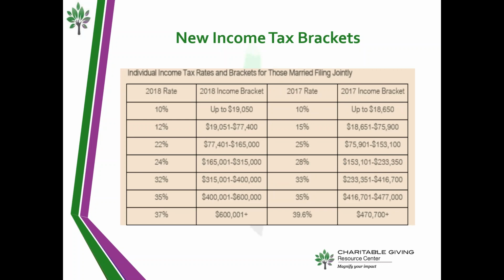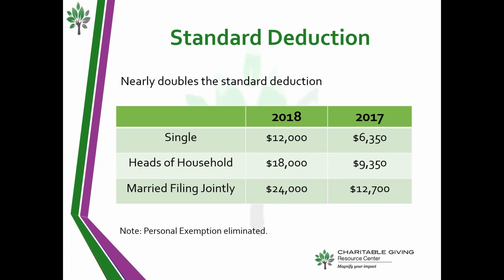Same thing for married filing jointly. We got a similar rate structure there. So rates are down, brackets are slightly widened. That's a good thing for most people. Doesn't affect everyone that way, but most people will benefit.